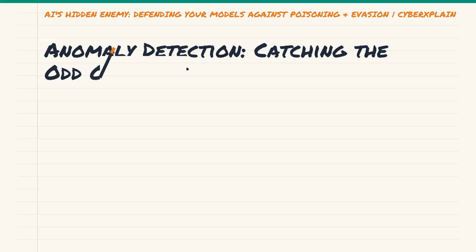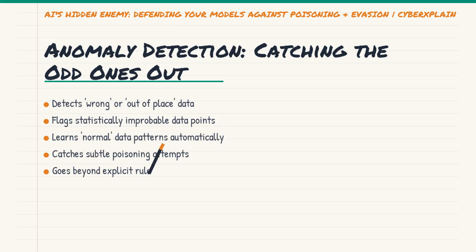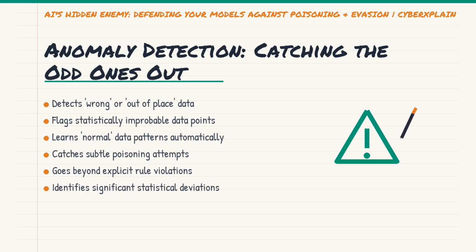Beyond strict rules, we also employ anomaly detection. This is like having an expert detective who isn't just checking for rule violations, but also looking for anything that just feels wrong or out of place, even if it technically follows all the explicit rules. Anomaly detection algorithms learn what normal data looks like and then flag data points that deviate significantly from that learned norm. This is super powerful for catching more subtle poisoning attempts where an attacker might try to introduce data that's technically valid but statistically improbable or highly unusual. It's about statistical outliers and deviations.